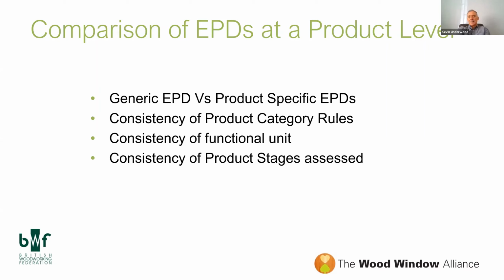And then we're considering the effects of the consistency of the product category rules, the consistency of functional units, what was used to calculate the impacts reported in the EPD, how that's measured, and also between EPDs you've got to look at consistency on the product stages that were assessed. Let's go into that in more detail.